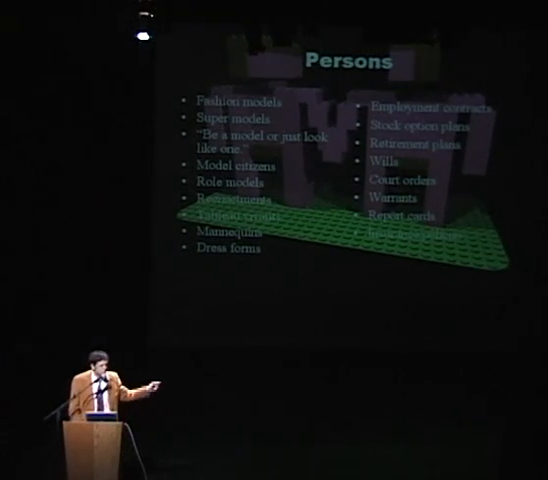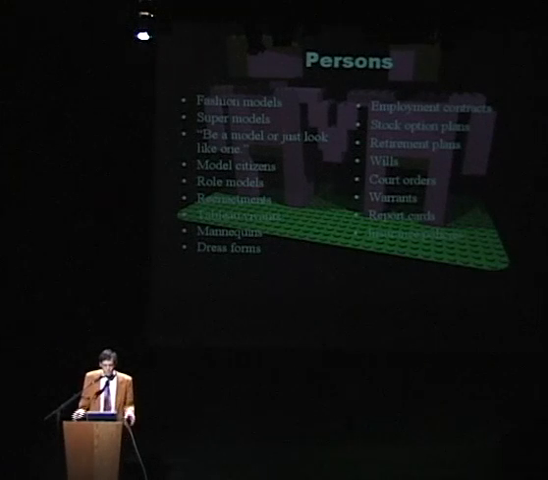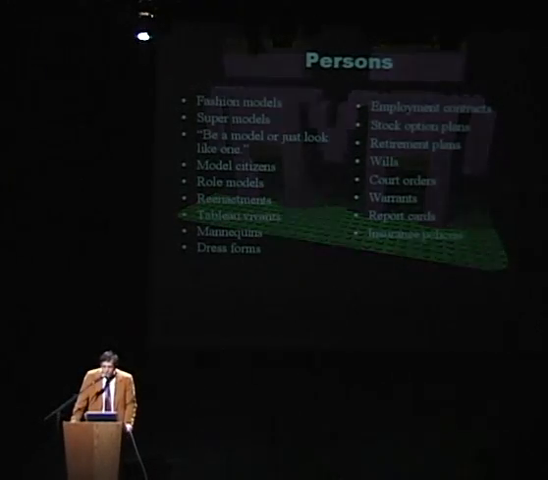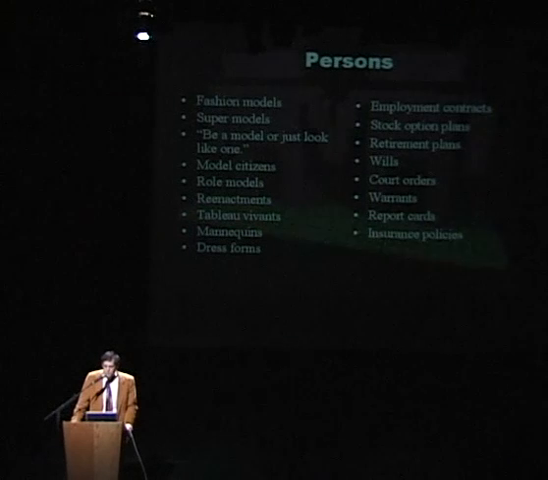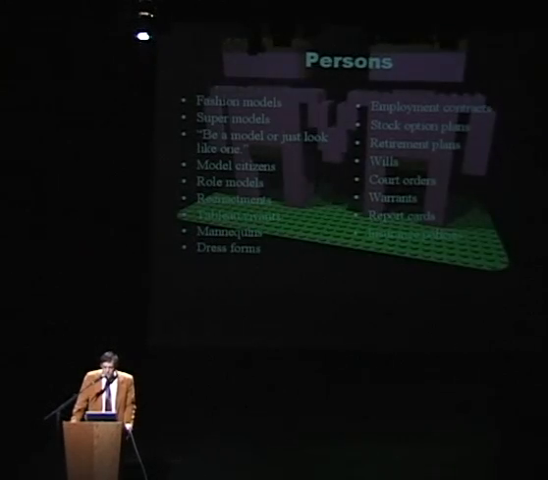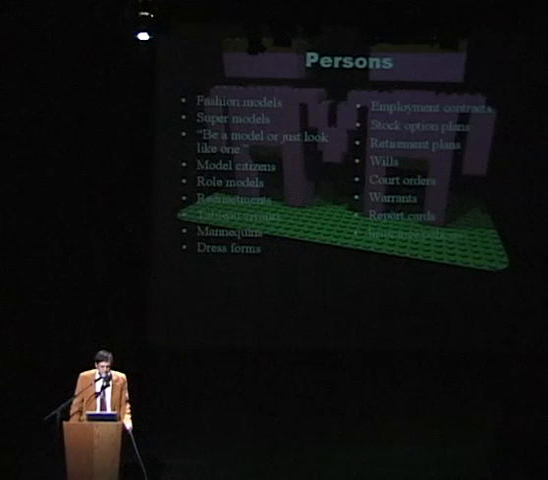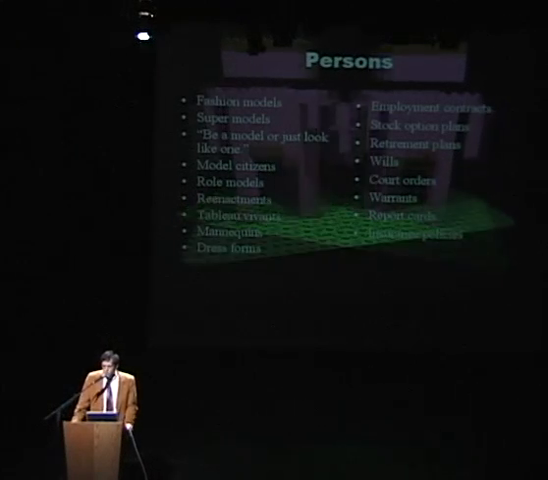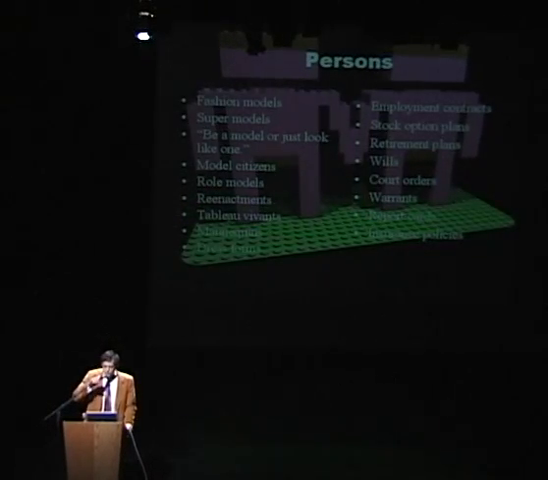And then the models of persons that are more abstract, about how people act. These are just a few of many examples you could probably come up with on your own. Employment contracts, stock option plans, retirement plans, wills, court orders, warrants, report cards, insurance policies.